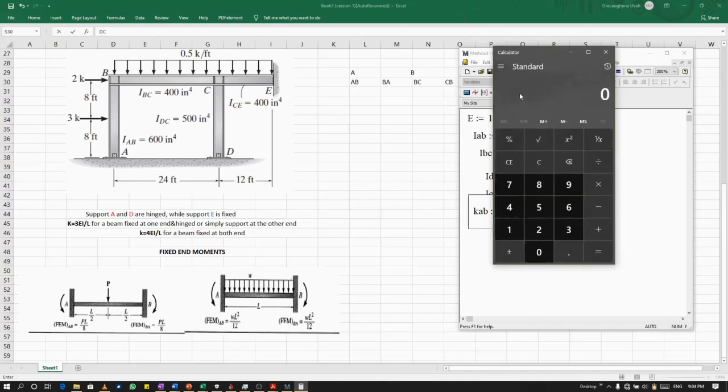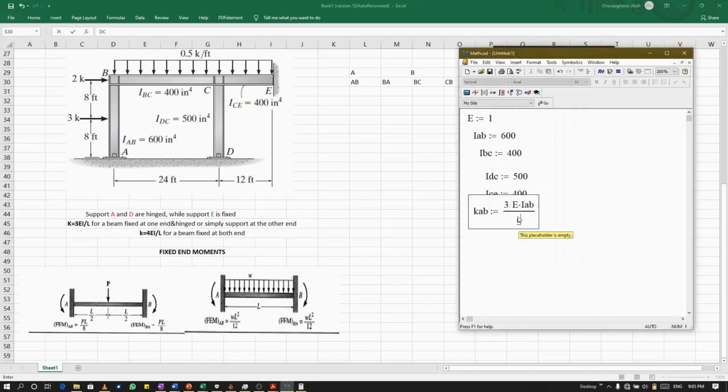Let's go to our standard back. 16 times 12, that will give us 192 inches. So you can just come back here and insert 192. So this is our stiffness factor for KAB.